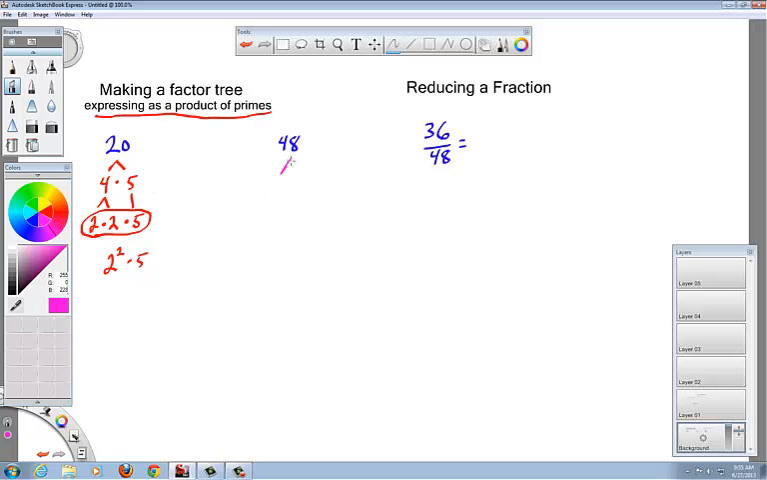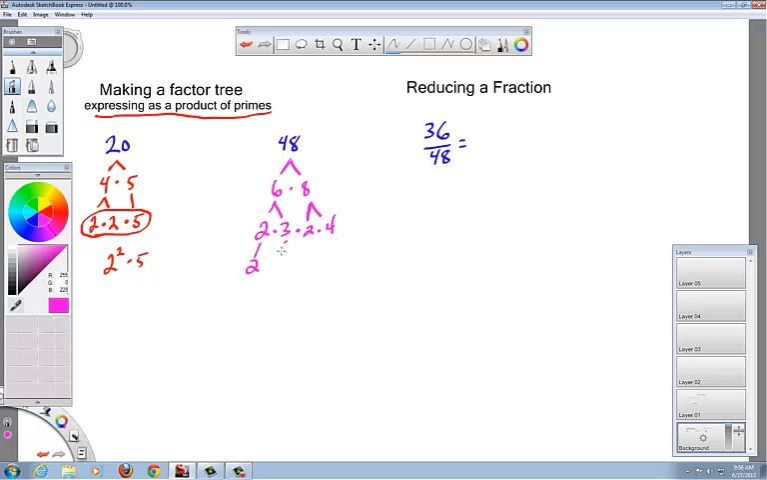Let's look at 48. For 48, you could do 2 times 24, or you could do 4 times 12. So many things. I'm going to do 6 times 8. I like to go right in the middle whenever I can, thinking regular times tables when possible. 6 is not prime. That is 2 times 3. 8 breaks down into 2 times 4. And again, order doesn't really matter. In fact, I'll do this one a different way in a minute. 2 is prime. 3 is prime. 2 is prime. 4 is not prime.